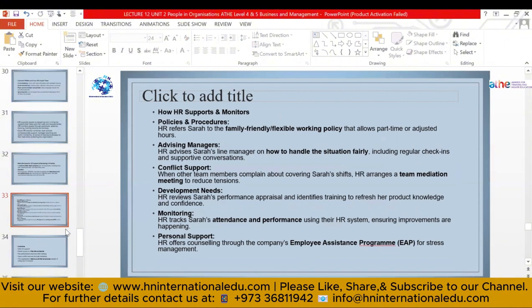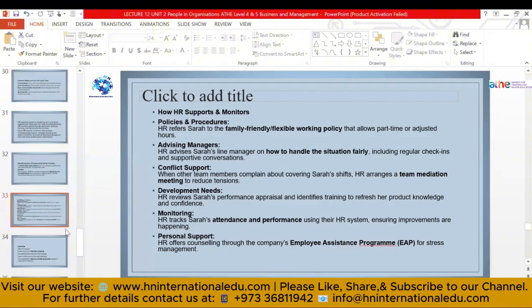How HR supports and monitors. Policies and procedures: HR refers Sarah to the family-friendly flexible working policy that allows part-time or adjusted hours. That is the least they can do, because she came back after about 6 months. Advising managers: HR advises the line manager on how to handle the situation fairly, including regular check-ins and supportive conversations. Conflict support: when other team members complain about covering Sarah's shifts, HR arranges a team mediation meeting to reduce the tension.